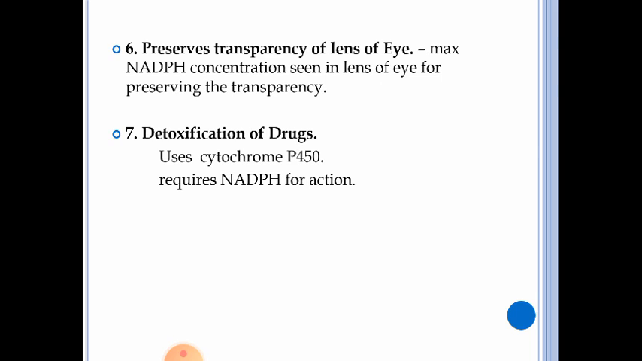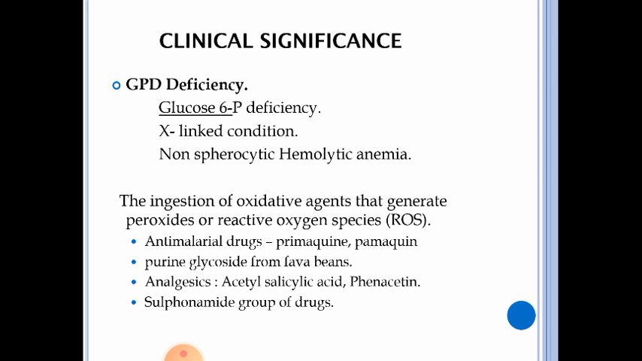So these are the significance, and clinical significance is also required. When you are writing the significance, you should include this clinical significance as well. Clinical significance.